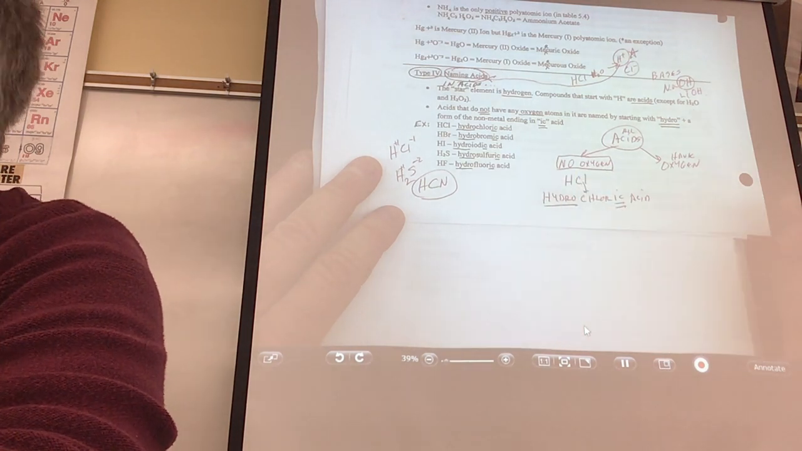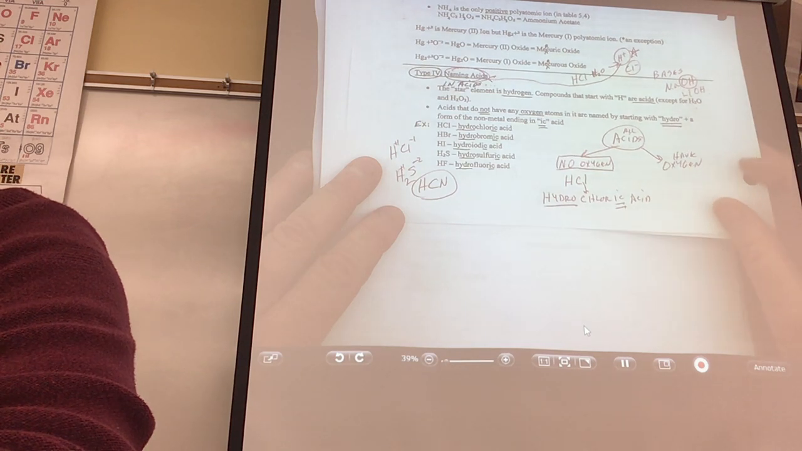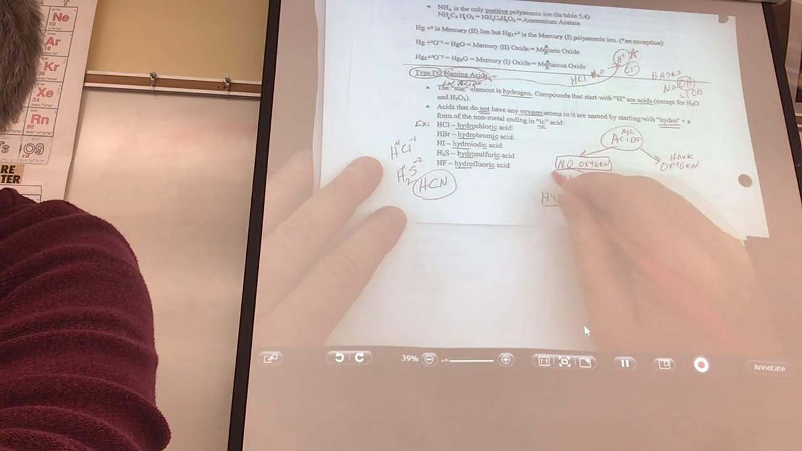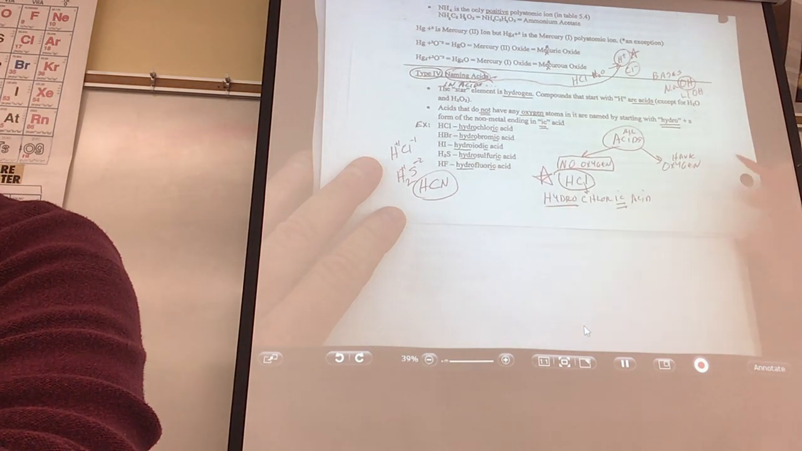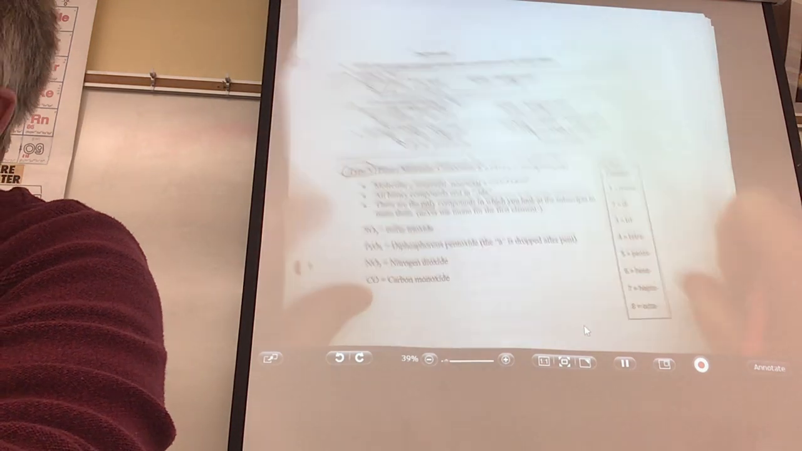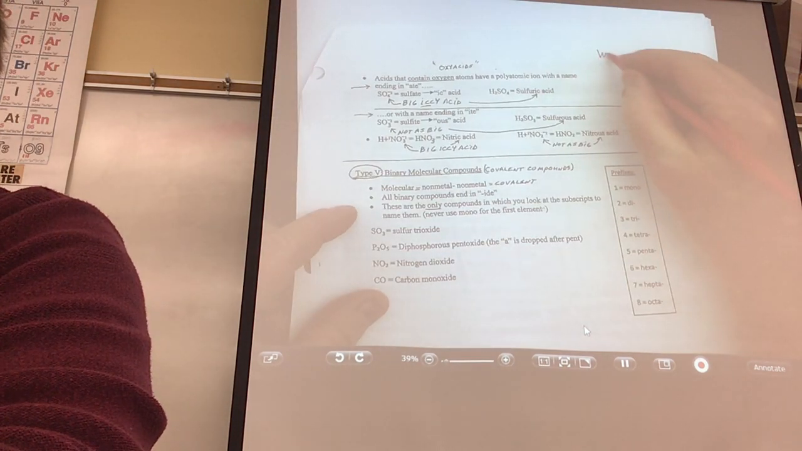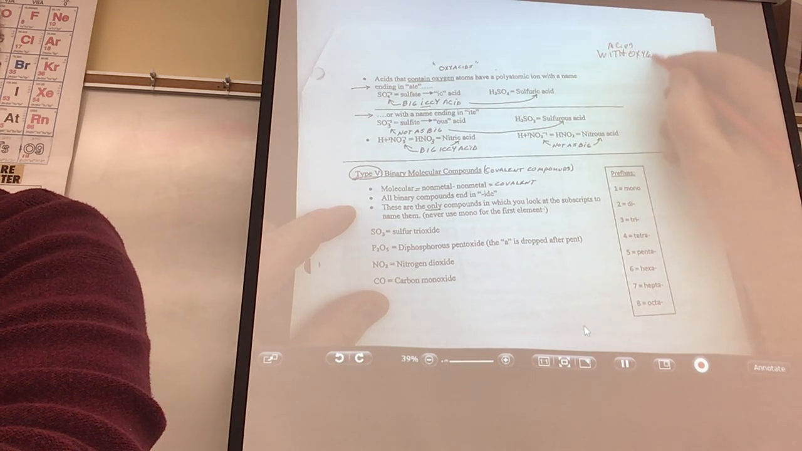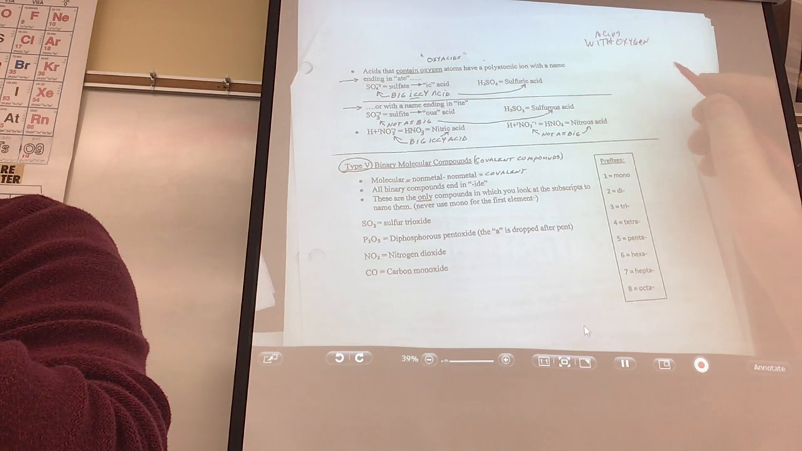All right. Now, are you okay with the acids that don't contain oxygen? All you have to do is remember this one, and you'll have the model for all of those. Now let's flip the paper over. How about acids with oxygen?